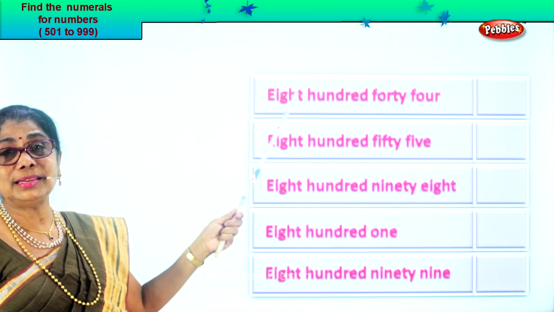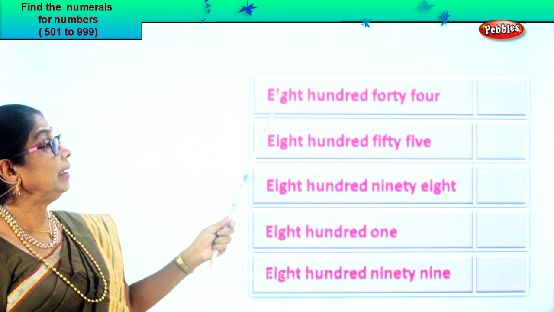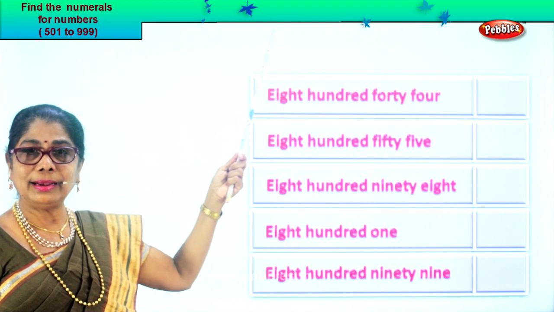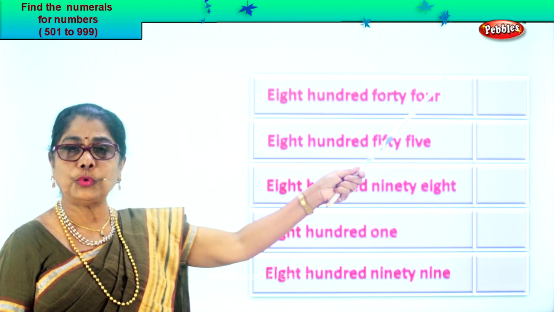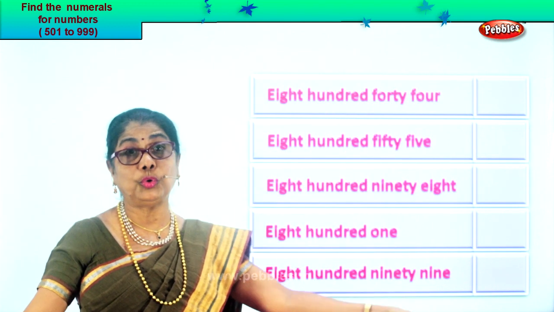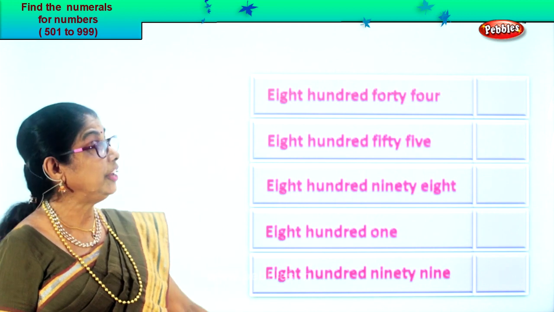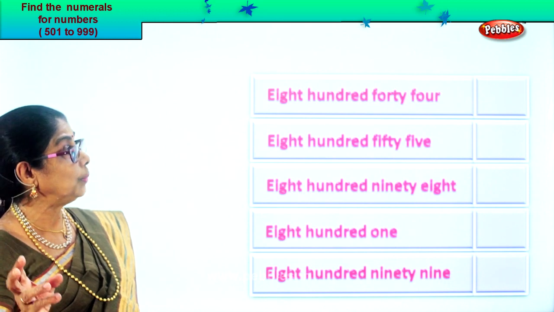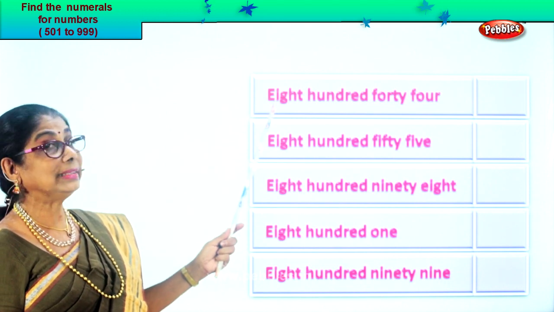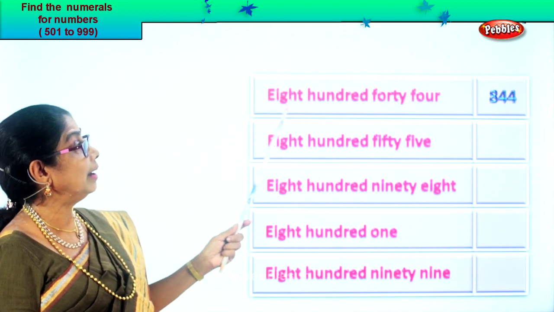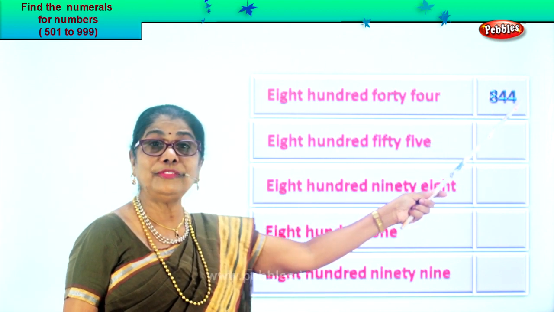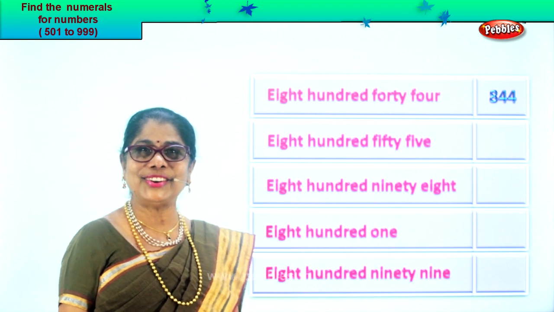800. How many hundreds here? 8. 844. 8 in the 100s place. 44: 4 in the 10s place, and 4 in the 1s place. You have 844. So you have 1s place 4, 10s place 4, and in the 100s place 8. 844. Good. Did you enjoy?